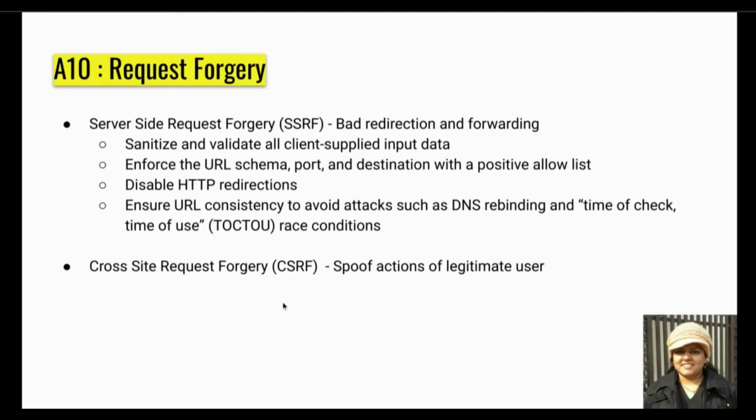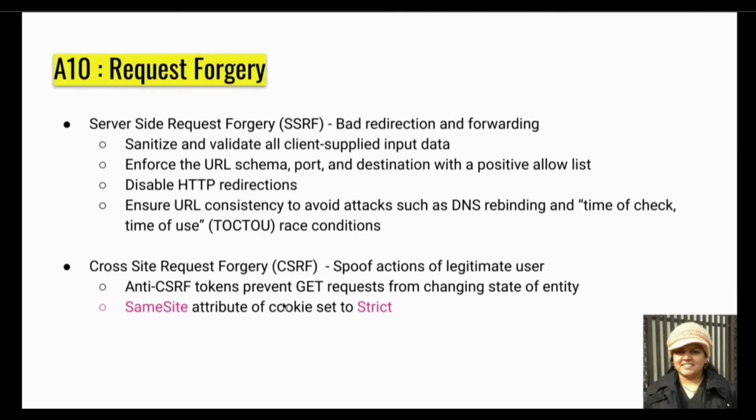The next common web security vulnerability is cross-site request forgery. This type of attack is commonly used to spoof actions of a legitimate user and involves sending unauthorized requests with authorized cookies. Anti-CSRF tokens are widely used to make sure that GET requests are not changing the state of any entity in the database. Also, setting the SameSite attribute of the cookie to strict is one of the common techniques to mitigate CSRF attacks.